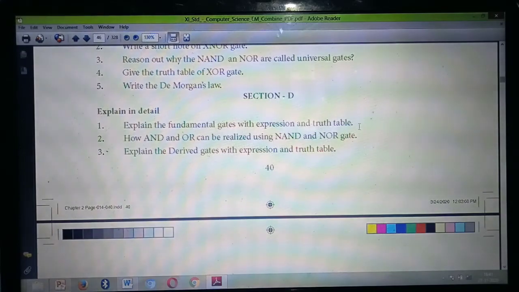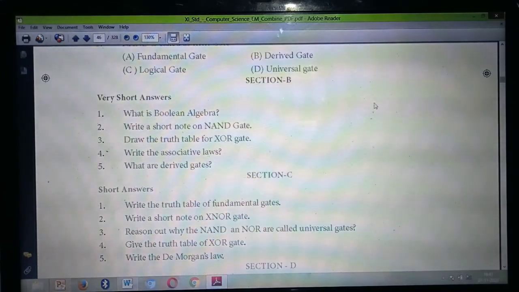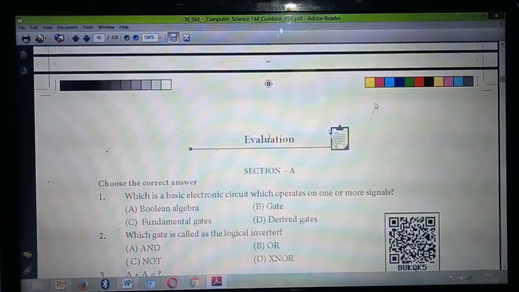Okay. Then, detailed questions. First question, page number 34. Second question, you should draw in your notebook or on a paper, draw and paste it. Third question, page number 34 to 38. Okay. So now we can mark the question answers. Take the first question, take page number 32.